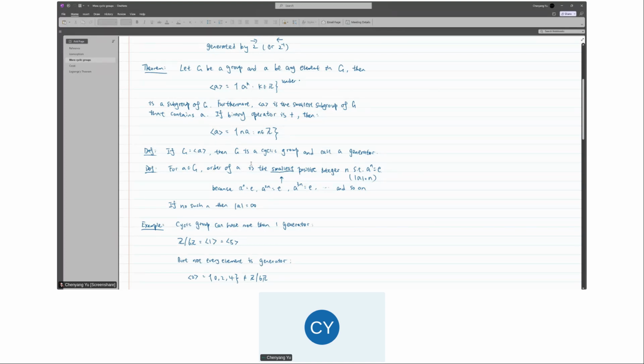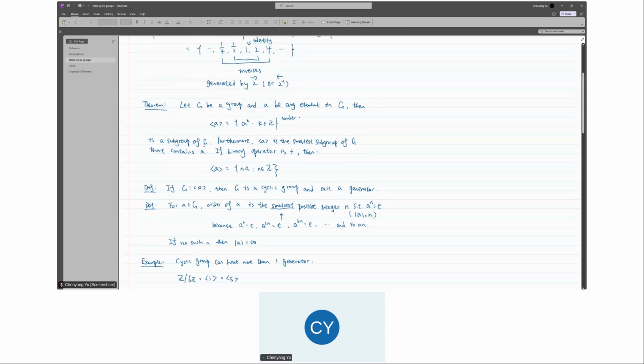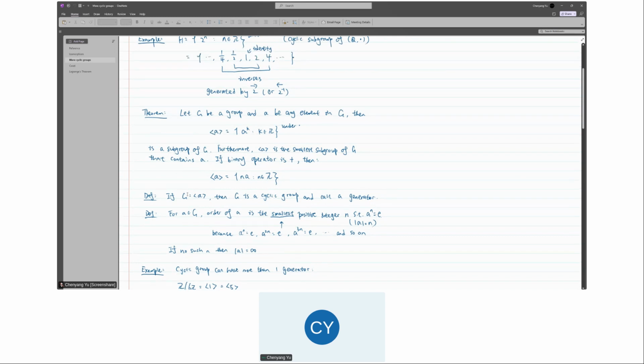And here's a formal definition of that. If this pointy bracket A equals the entire group G, then G is a cyclic group generated by A. We call A the generator. But that's not always the case, because usually this pointy bracket A will be a subset of the group. So if that happens to be the entire group, then the group G is a cyclic group. Otherwise, this is just a cyclic subgroup.